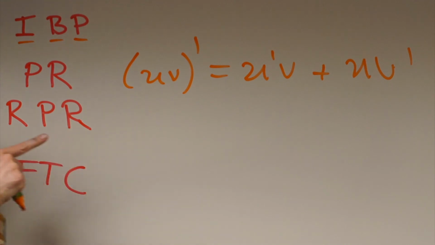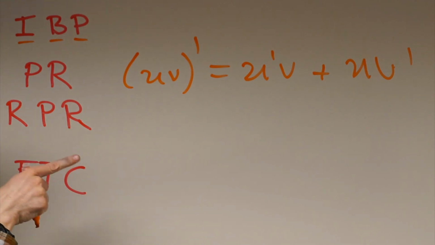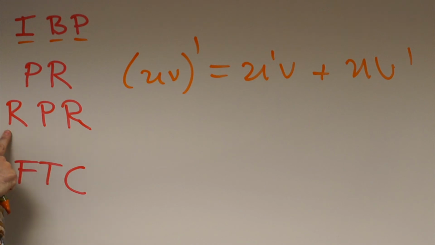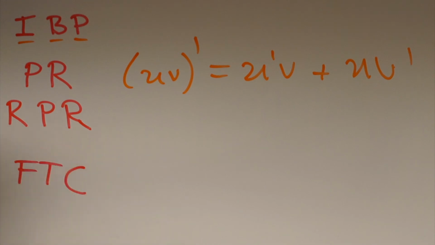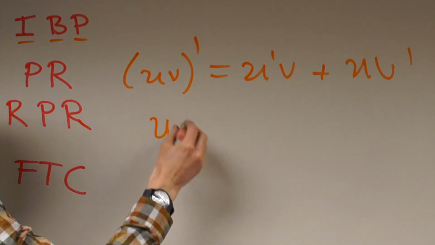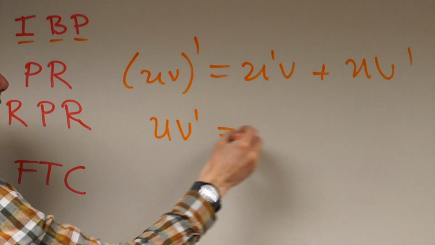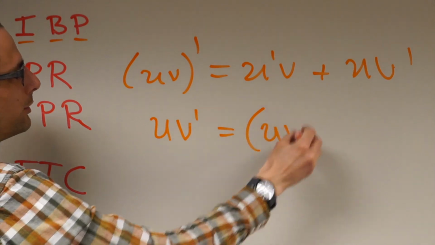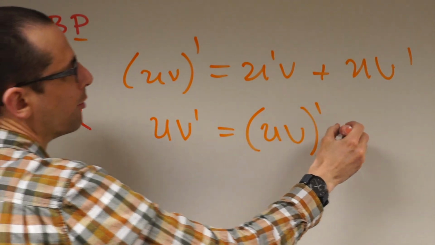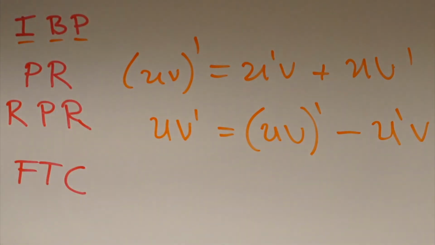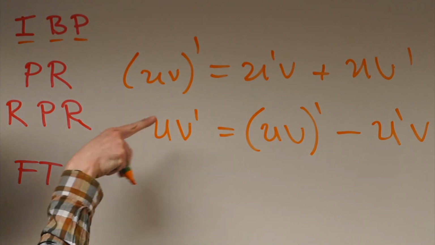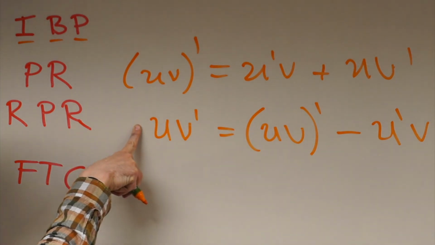But for the purpose of integration by parts, it's really convenient to rearrange the product rule. So we'll end up with a rearranged product rule, which looks like this. u times v prime is equal to the derivative of uv minus u prime times v. I think you can follow that algebra, how you get from one to the other. So this is a non-standard form, but that's the form of the product rule that we'll use today.